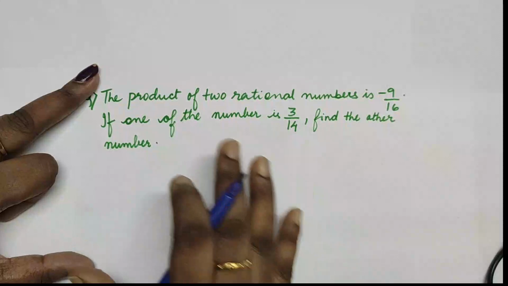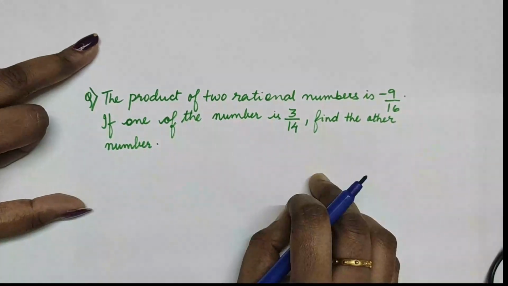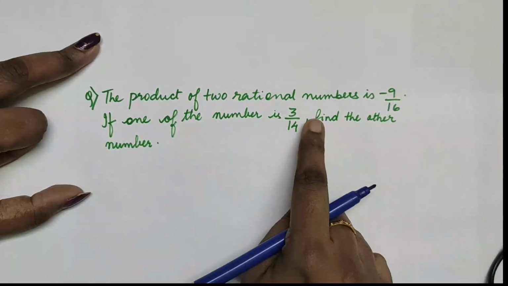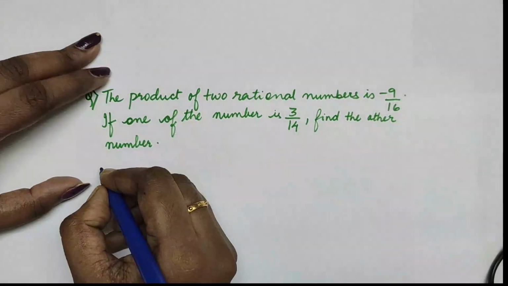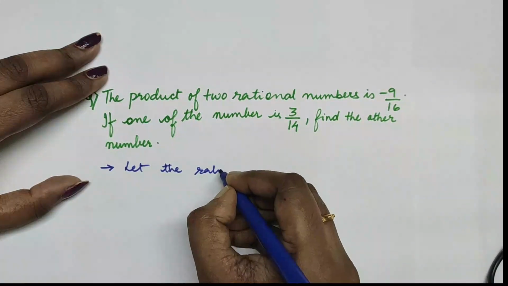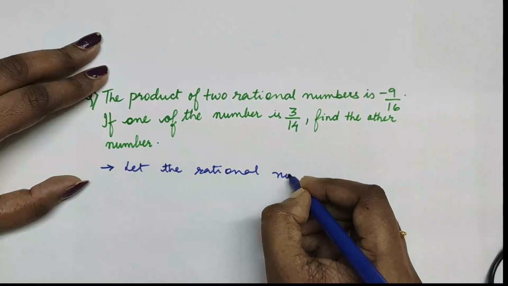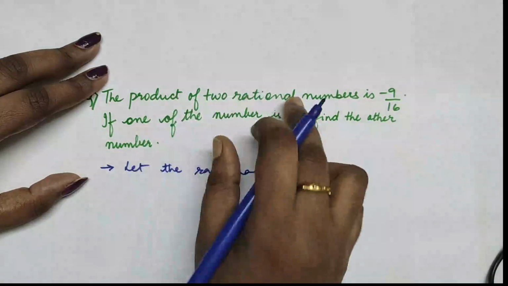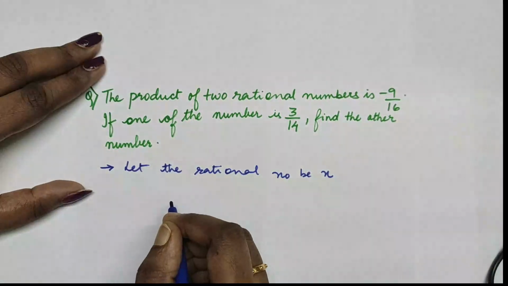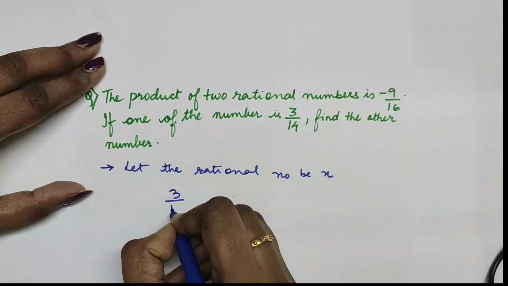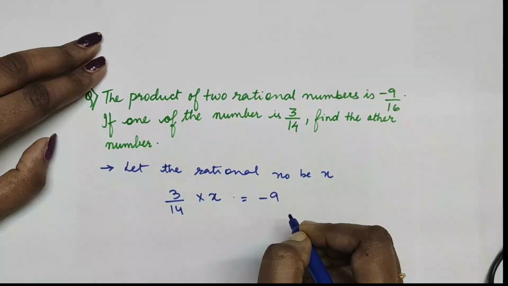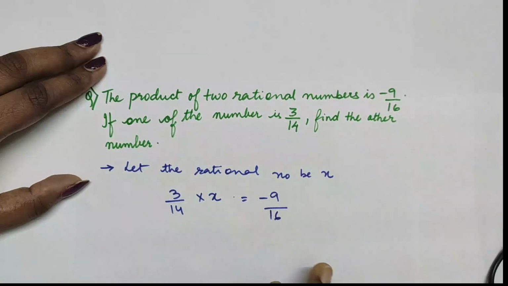Similarly, a word problem: the product of two rational numbers is minus 9 by 16. If one of the numbers is 3 by 14, find the other number. So again, let the unknown rational number be x. So here the product we are talking about is minus 9 by 16. So if one number is 3 by 14 and we multiply it with x, we get minus 9 by 16. So how to solve it?